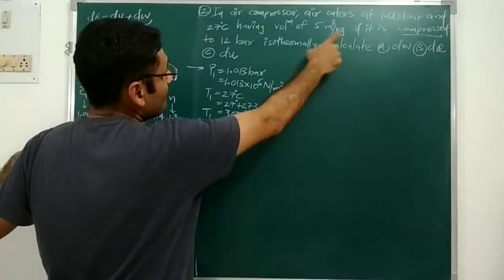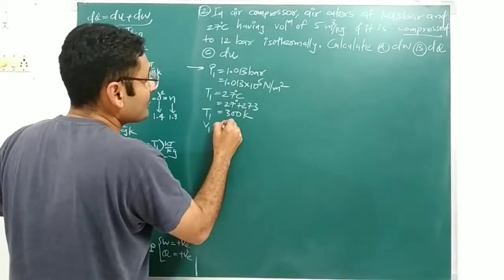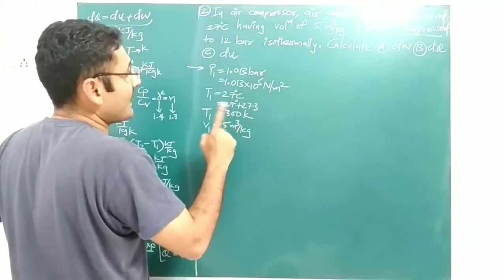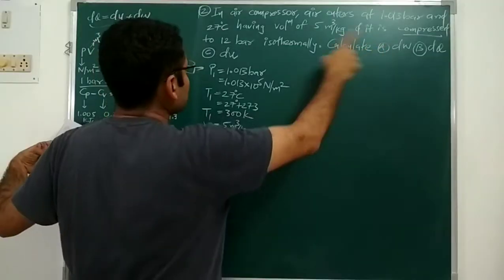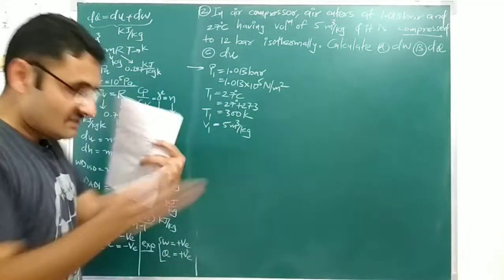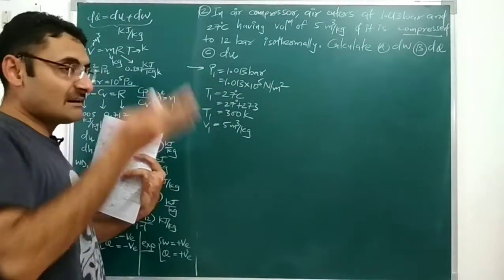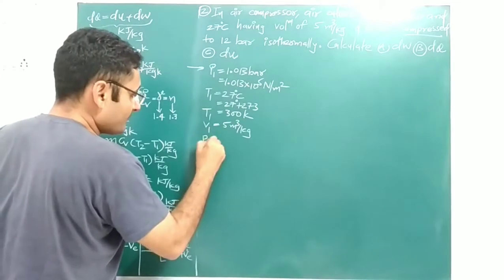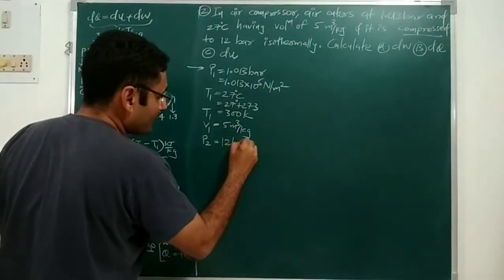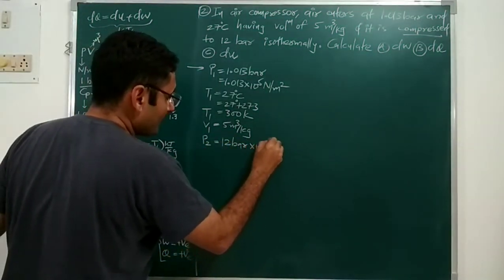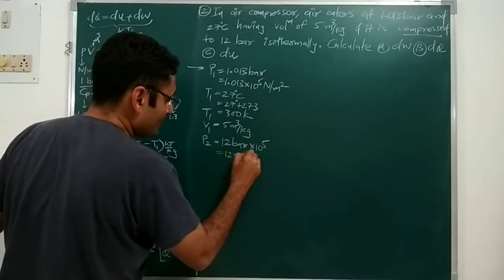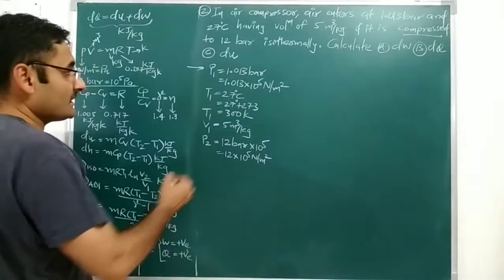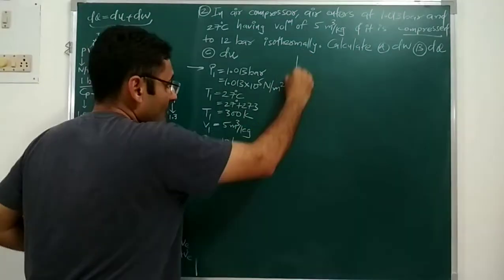Now next, it has the volume of 5 m³, means V1 is also given, which is 5 m³/kg. That means for 1 kg of air, volume is 5 m³. And it's compressed to 12 bar. Compressed to 12 bar means initial pressure is that much, and when it is compressed, its pressure is increasing. And how much pressure is increased? P2 is equal to 12 bar. We will convert it to Newton per meter square, so it will be 12 into 10 raised to 5 Newton per meter square, or you can say Pascal. But calculate the required things.